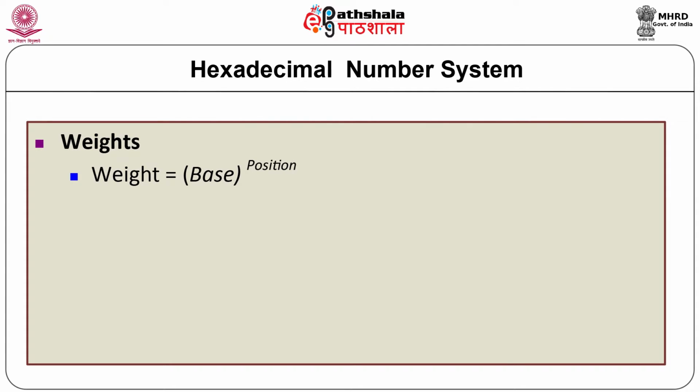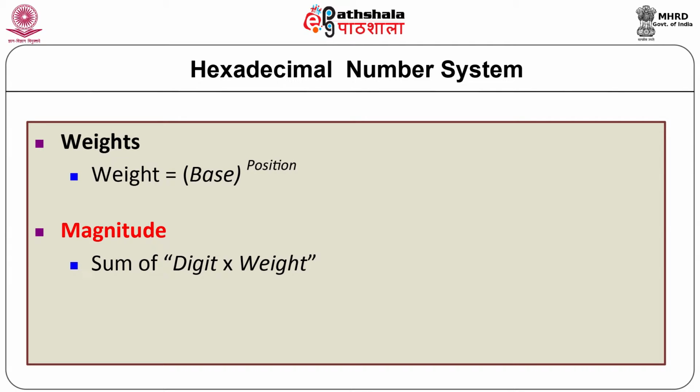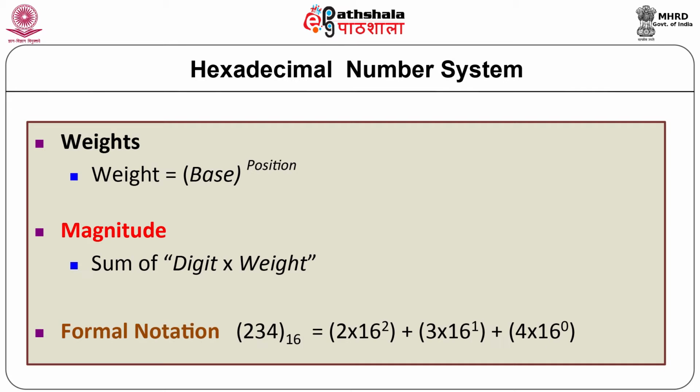For an n-bit number, the value of a digit in each column depends on its position. The weights are based on powers of 16. The magnitude of the number is given by the sum of bits times weight. Let us consider the representation in hexadecimal form. 234 in hexadecimal can be represented as 2 times 16 raised to 2 plus 3 times 16 raised to 1 plus 4 times 16 raised to 0.